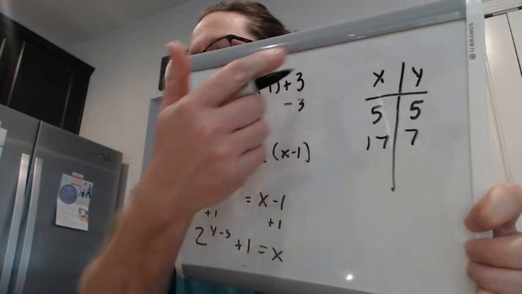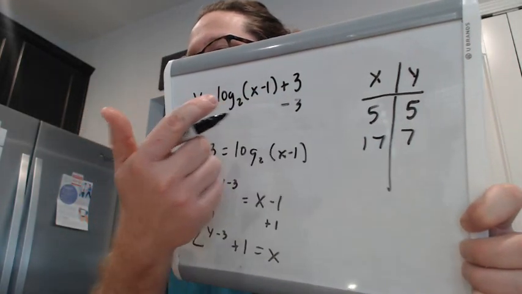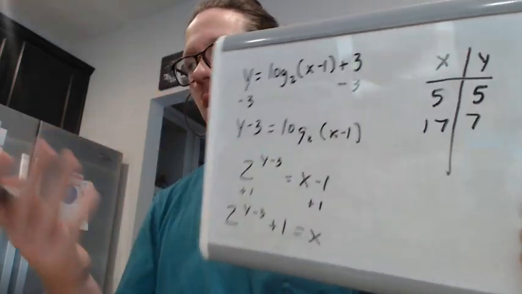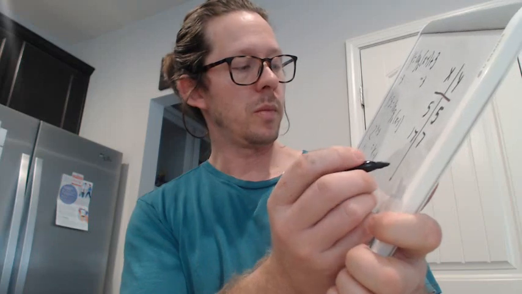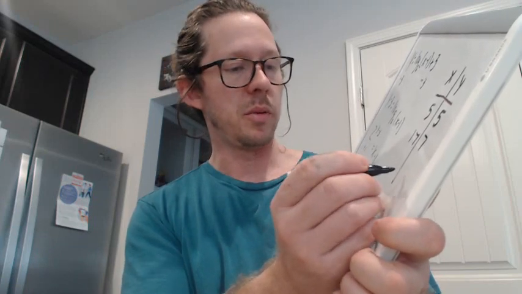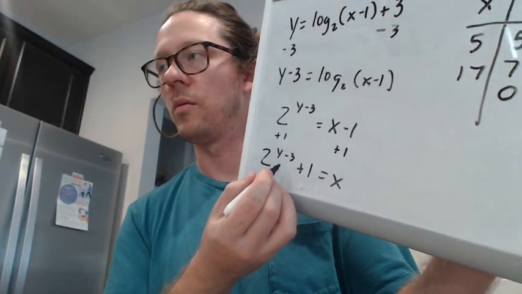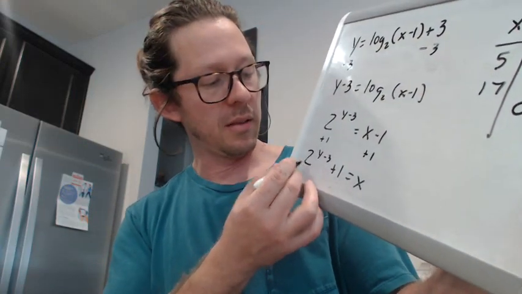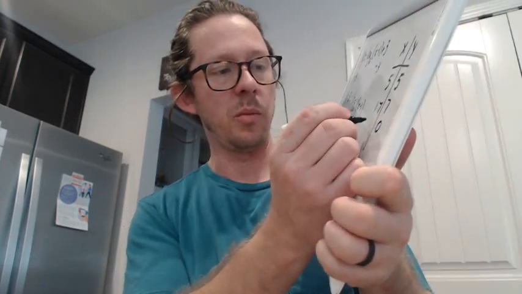If you come back up here, check it out. 17 minus 1 is 16. Log base 2 of 16 is 4. 4 plus 3 is 7. Okay, so you could get as many points as you want. I mean, say you put in a 0 for y, right? What's 0 minus 3? Well, it's negative 3. 2 to the negative 3 would be 1/8. 1 plus 1/8 would be 1 and 1/8.